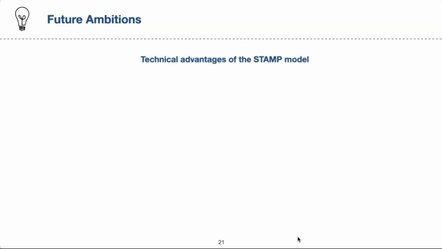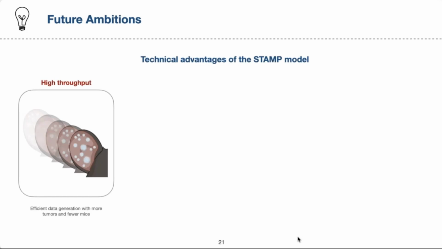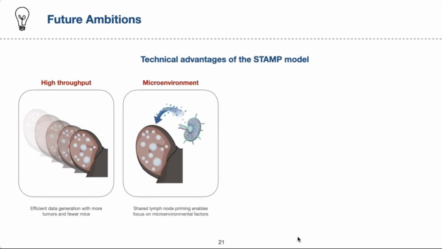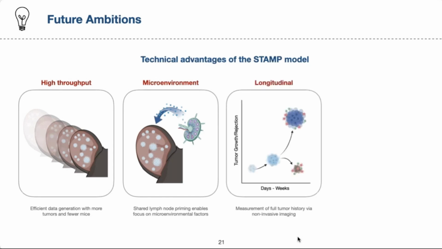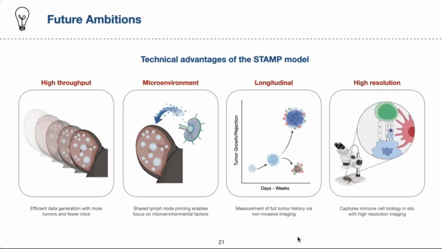So this approach has several advantages. First, it's high throughput. A single mouse ear can host about 25 tumors, allowing us to study hundreds of tumors in parallel. Second, it allows us to isolate the role of the local microenvironment because all tumors share a common draining lymph node. Third, and quite importantly, it enables longitudinal dynamic imaging. We can track tumor growth and immune infiltration over time. And finally, we can do high resolution imaging of cellular interactions as well to really capture immune cell biology in situ.